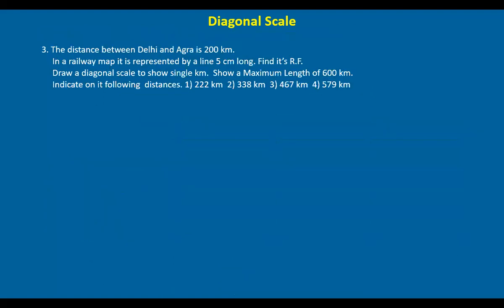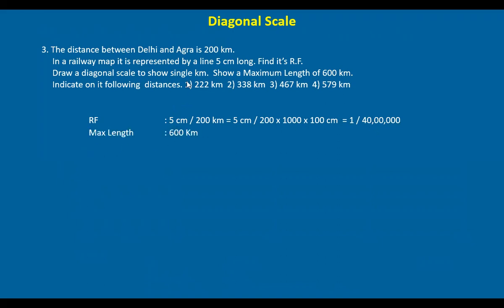Okay, now let us see another one. Here, the RF is not given directly. You are given the distance between two cities, Delhi and Agra, as 200 kilometers, represented on a railway map by a 5 centimeter long line. This 200 kilometers is being represented by 5 centimeters. So let us find the RF here. RF is 5 centimeters divided by 200 kilometers, converting kilometers into 1000 meters into 100 centimeters. So this is the RF.